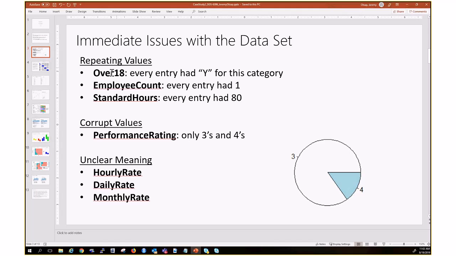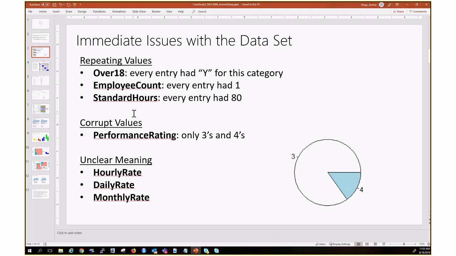First of all, over 18, employee count, and standard hours all had only one value for all of the rows, for all of the employees. So they were pretty much useless in any sort of analysis. Furthermore, performance rating looked a little bit suspect. Given that it's possible there was corrupt entry, there was also no real explanation of this, so we decided to remove this from the analysis as well.